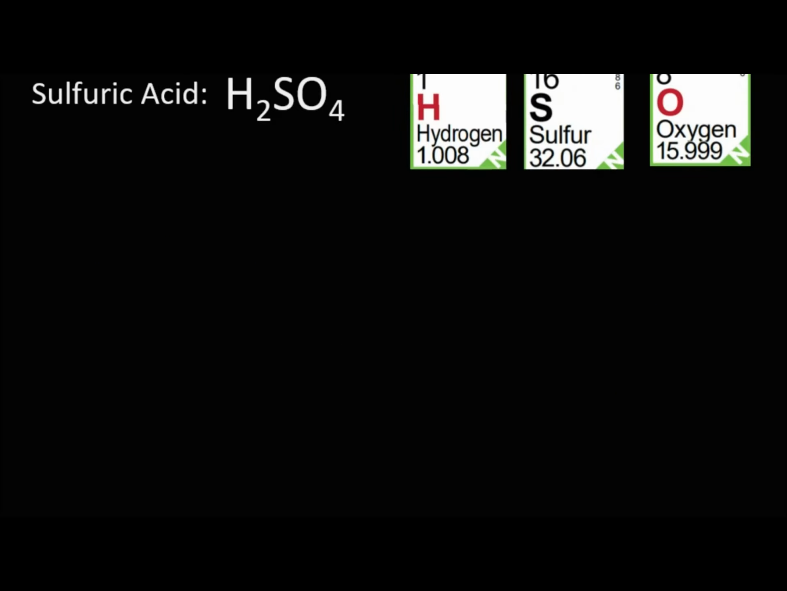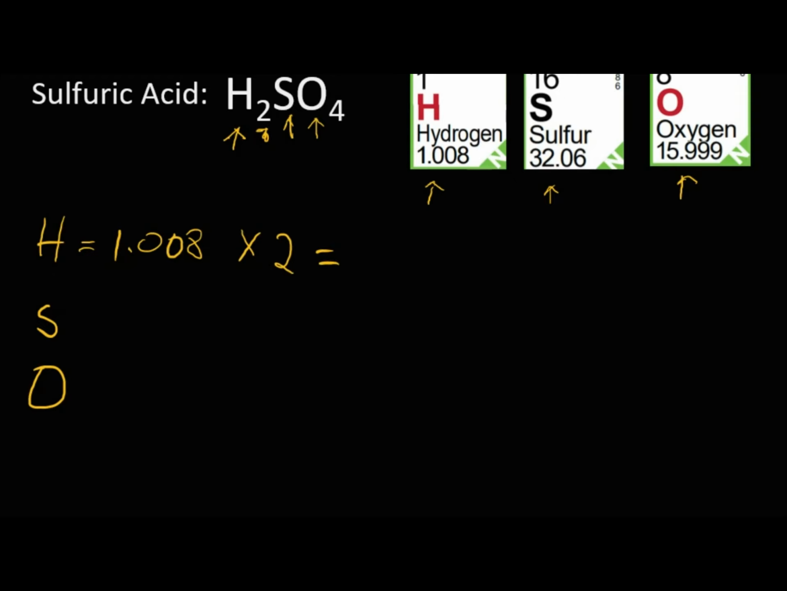For sulfuric acid, the elements present are hydrogen, 2 of them, sulfur, 1 sulfur, and 4 oxygen atoms. Listed here are the atomic weights given at the bottom of the elements in the sulfuric acid: the hydrogen, sulfur, and oxygen. So let's write them down. Hydrogen, sulfur, and oxygen. Let's have hydrogen first. The atomic weight of hydrogen is 1.008 multiplied by the subscript, which is 2. This will give us 2.016.